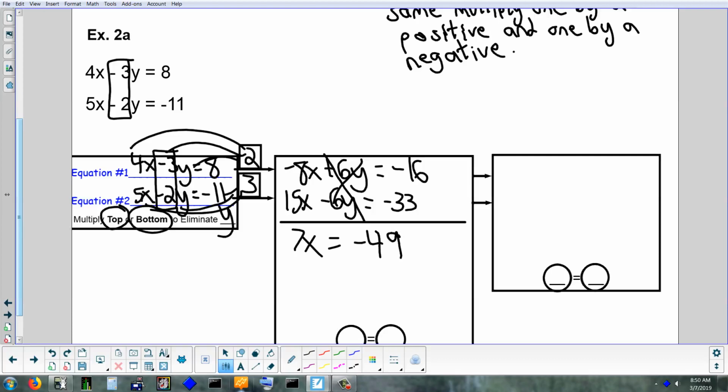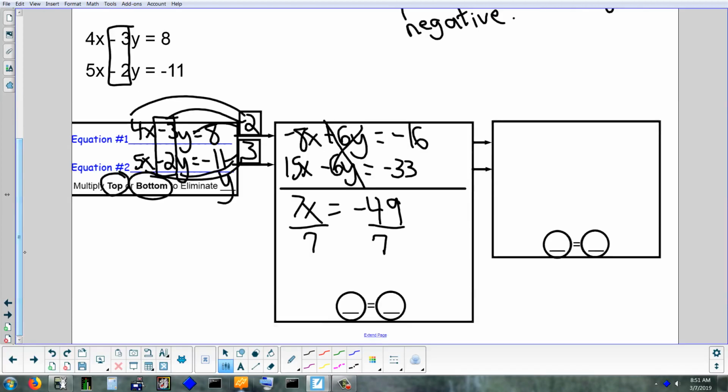One more step. What's it gonna be? Divide by 7. What's it gonna be, Donovan? X equals what? -7. Nice job. X equals -7. Again, if it's situation 1 or situation 5, it doesn't matter. We do the same thing in that last box, right?